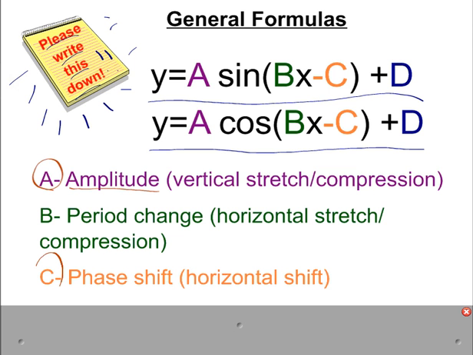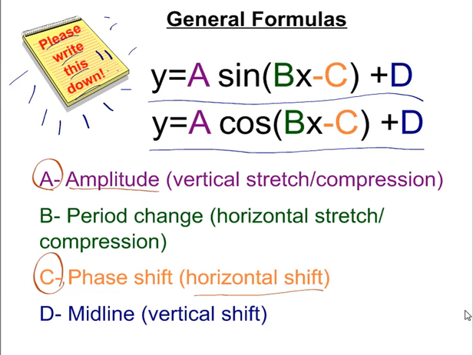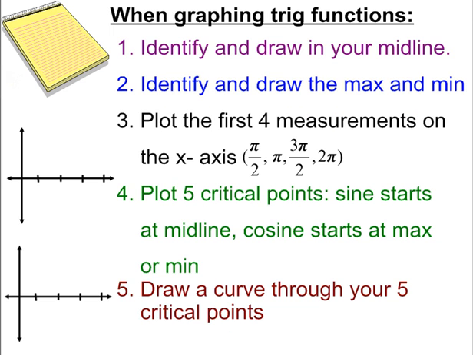C is a phase shift, or a horizontal shift, as you guys normally hear it. And the last one is D, a midline change or a vertical shift. So whenever you see different values in places of A, B, C, or D, these are the types of things that will be changing with the graph. So when you're graphing trig functions, these are the steps that you need to follow. The first step is that you're going to identify and draw your midline.